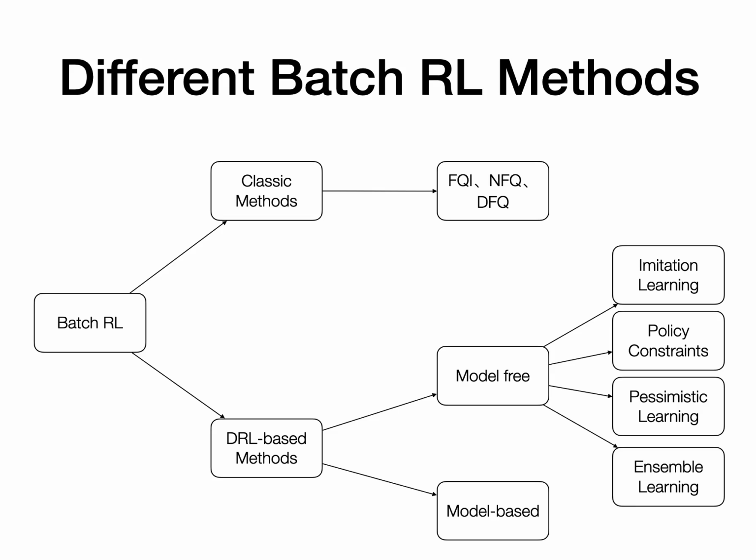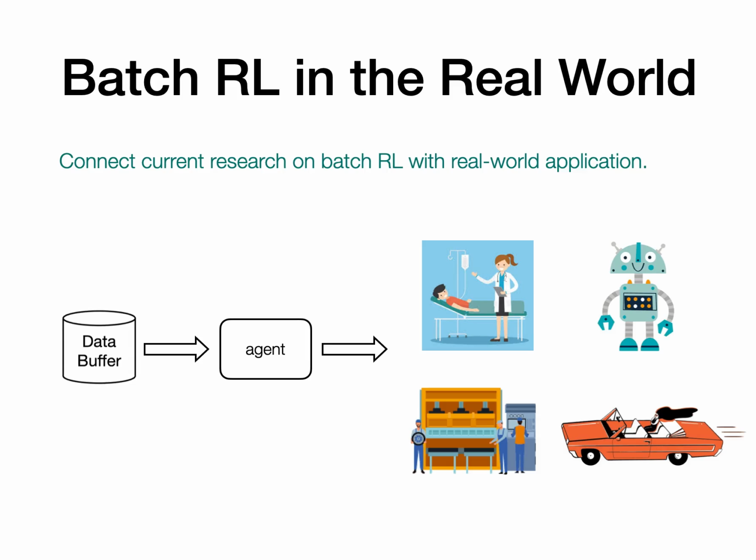Fitted Q iteration and its later variants such as NFQ and DFQ are the most representative classic batch RL algorithms. Most modern batch RL algorithms are model-free methods. Many different approaches have been proposed, such as imitation learning, using policy constraints, learning pessimistic value functions, and using ensembles. In this work, we aim to connect current research work with real-world applications and will introduce different examples of applying batch RL to real-world problems.